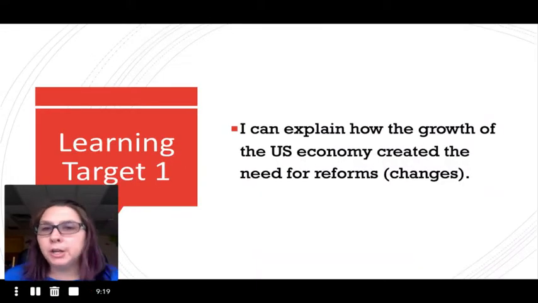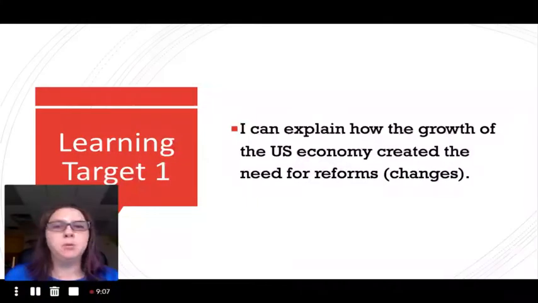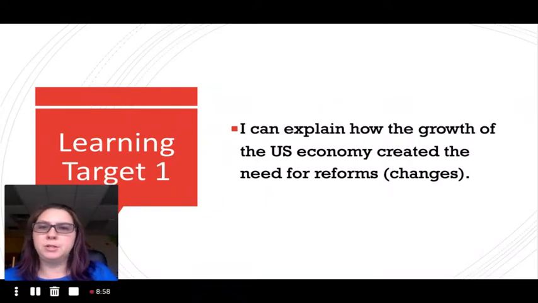First of all, today's learning target is very important, especially now that we're not face-to-face in the classroom, so that you recognize what you're supposed to know in each lesson and know that you can do that at the end. Today's learning target is: I can explain how the growth of the U.S. economy created the need for reforms. And remember, reforms are changes brought on by the government. We're going to look at those today.